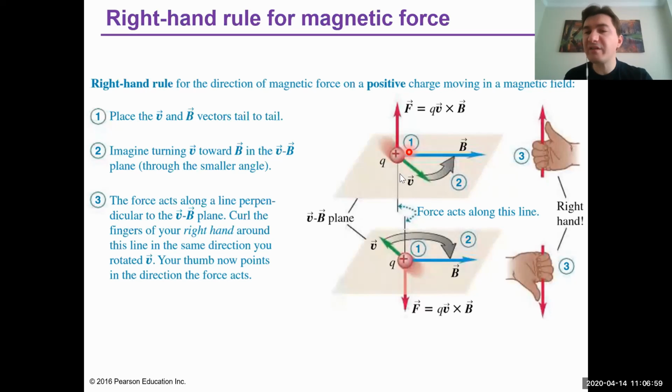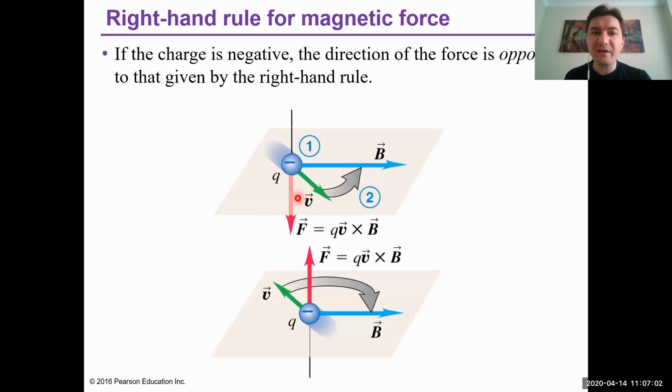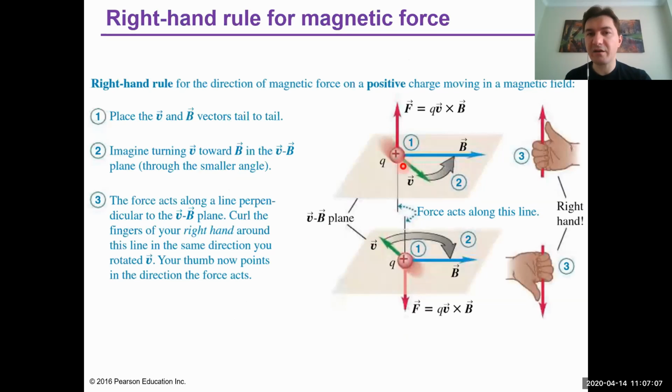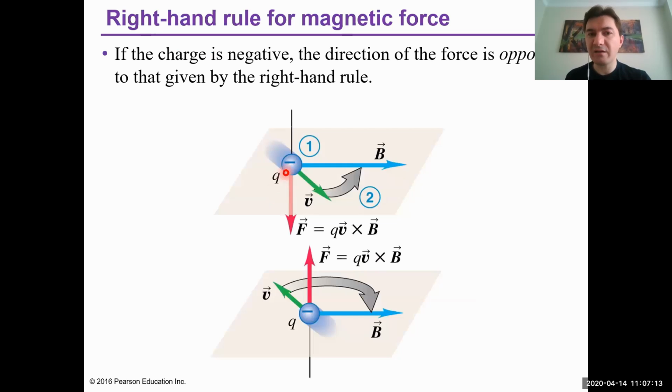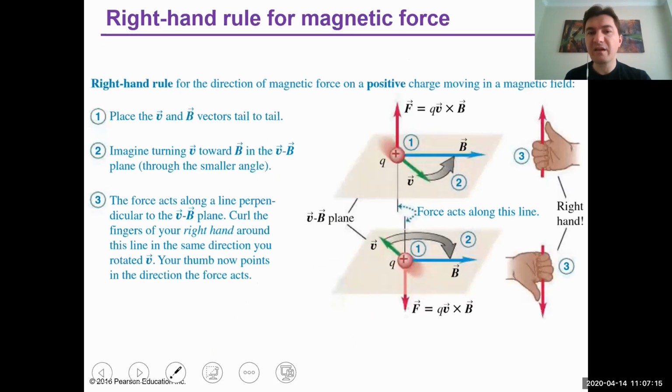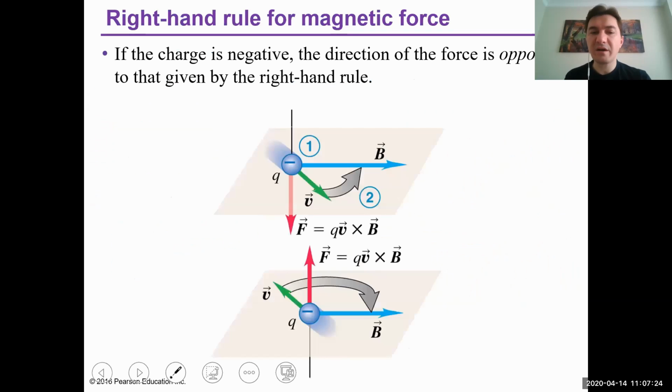This is for positive charges. But if you have a negative charge, then the direction of the force will be opposite, okay? Here we have the direction of the force, same condition, but the charge is negative, then the direction of the force is opposite. Same condition, direction of the B, direction of the velocity, but the charge is positive here, direction of the force is this one. But if you have a negative charge, then the force will be opposite. So this is the right-hand rule for magnetic force. You have already learned that right-hand rule during the Physics 1 lectures.